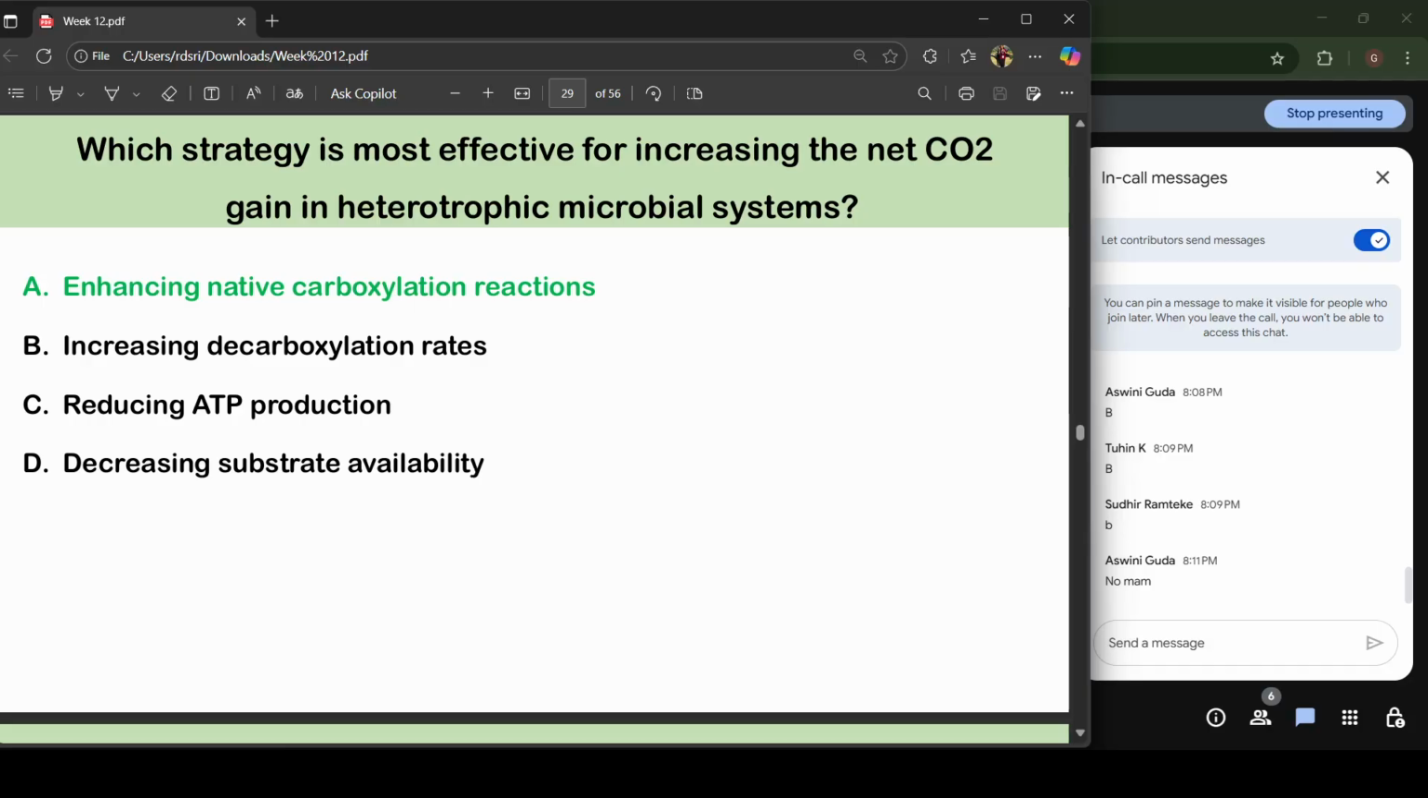Let me repeat. When we are trying to enhance the native carboxylation reaction, it will increase the net carbon dioxide gain because we are trying to improve the activity of the carboxylase enzyme, and this will increase the availability of the intracellular carbon dioxide. So when we increase the intracellular carbon dioxide, we will have more carbon which could be fixed into organic compounds rather than escaping as carbon dioxide into the atmosphere itself. So that is why enhancing native carboxylation reaction could be a good strategy to increase the carbon dioxide gain in heterotrophic microbial systems.